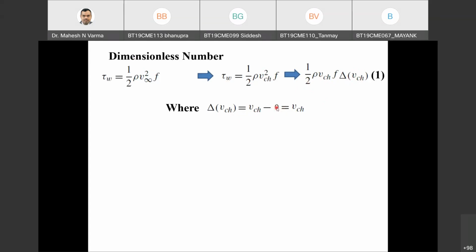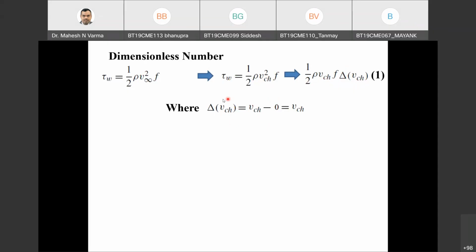At the boundary, the velocity will be 0. So I can write the same equation as half rho V_CH squared times R. This V_CH can be written as V_CH times V_CH, and one V_CH can be interpreted as a gradient. This is one and the same thing, as we are assuming a no-slip boundary condition at the wall.